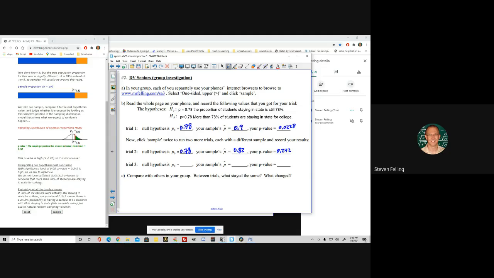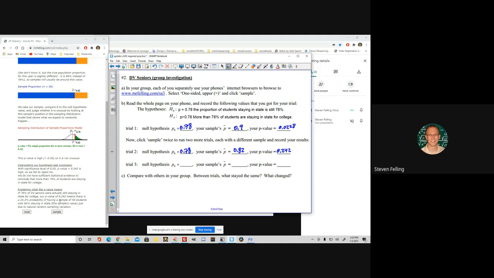And if you're asked to explain what the meaning of p-value is, you can say it like this. If 78% of DV seniors were actually still staying in state for college, our p-value of 0.242 means there's a 24.2% probability of having a sample of 50 students with 82%, it should say or more, staying in state, this sample's value just due to natural random sampling variation.